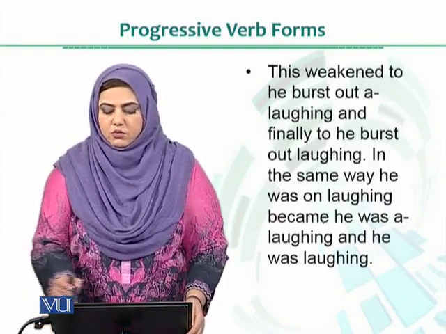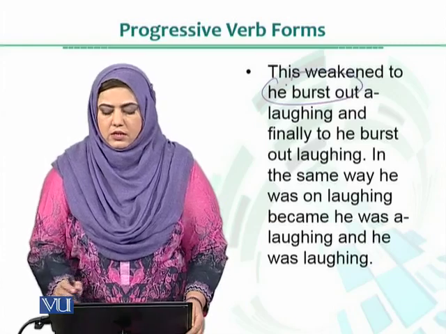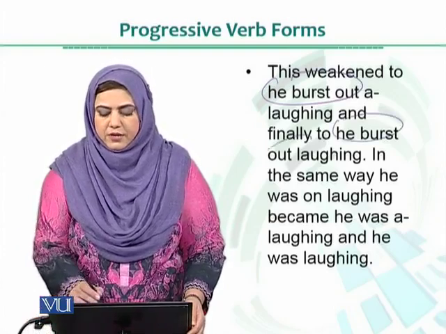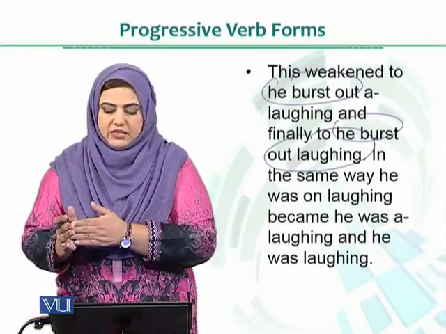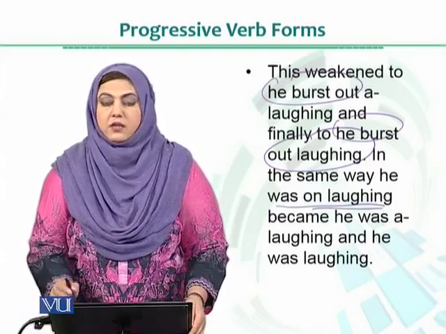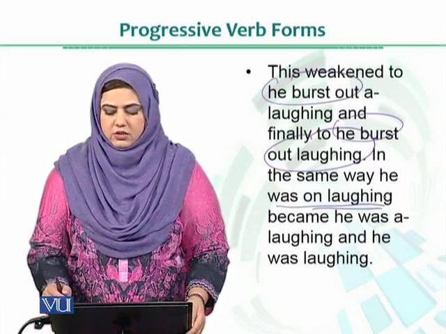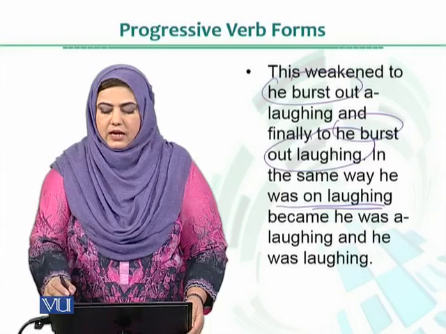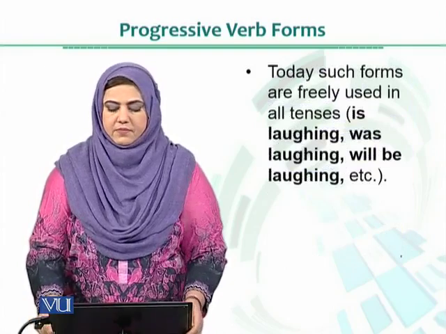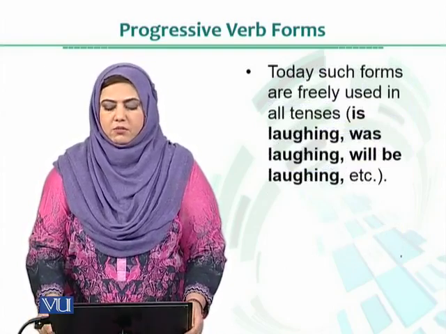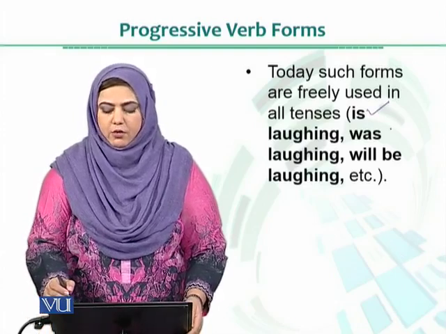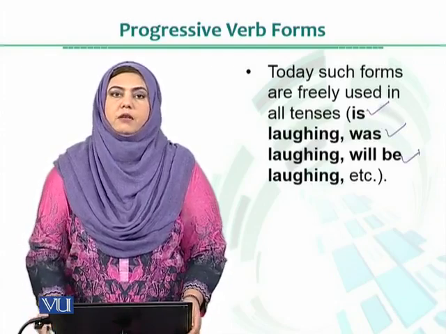This weakened to burst out a laughing, and finally he burst out laughing. These are gradual changes through the times. In the same way, he was on laughing. Nowadays we do not use this structure. All these are different stages of the development. Today, such forms are very freely used in all tenses. For example, he is laughing, he was laughing, or he will be laughing.